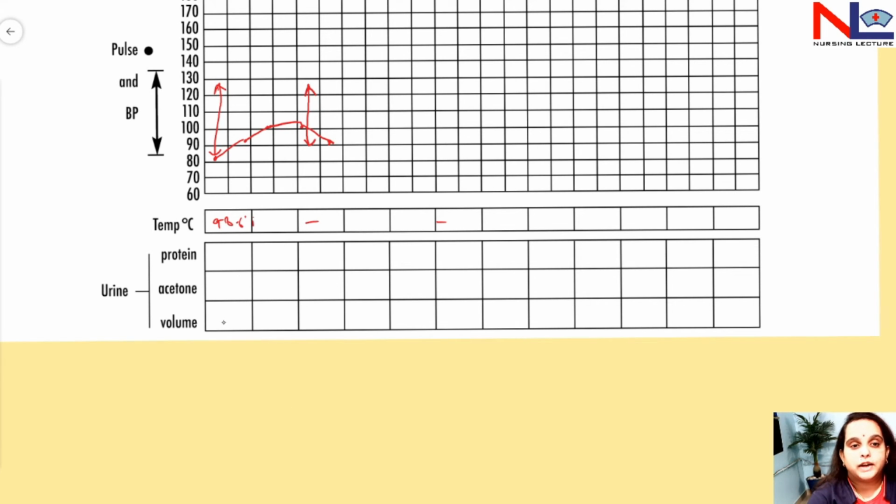So here you need to write at what interval the woman voided and what is the volume of the urine. And here you also need to write the acetone or the protein excreted through the urine. So it is a very important parameter in a hypertensive as well as a diabetic woman. So you need to write the amount of acetone as well as the protein.